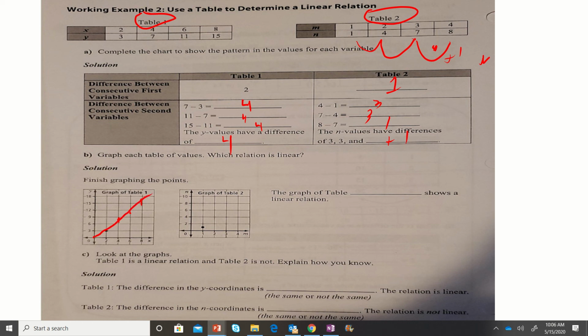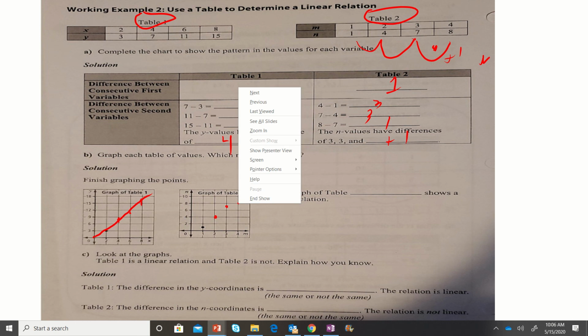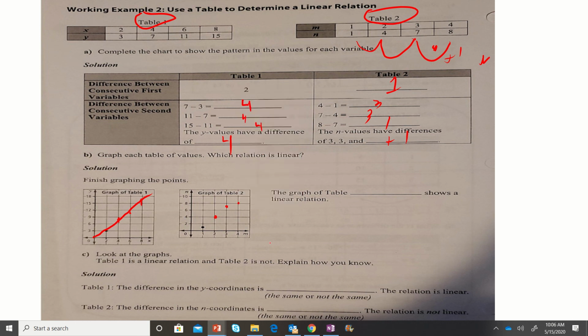Now we're going to go to the second graph. We have 1 and 1. Okay, we have 2 and we have 4. We have 3 and we have 7. And right about there, we have 4 and we have 8. Okay, sorry. So now, if I was to graph this, which is connecting the points, I am getting a line that is not very straight.